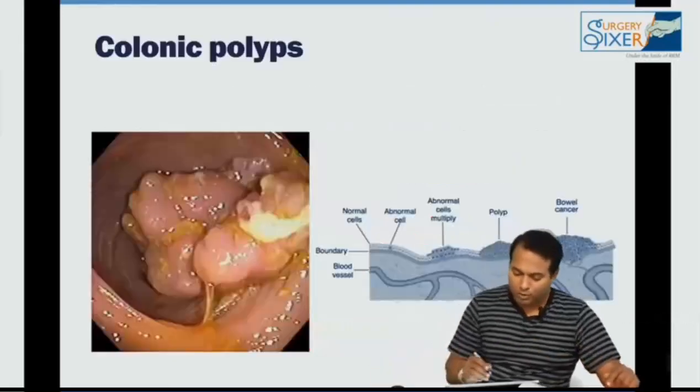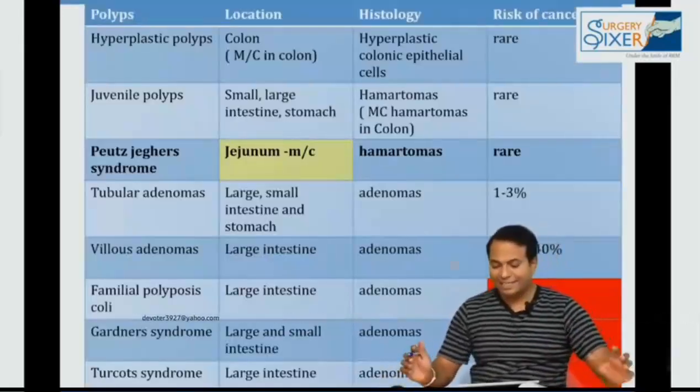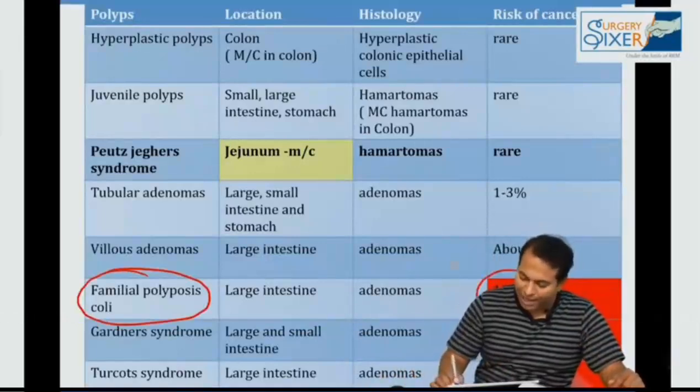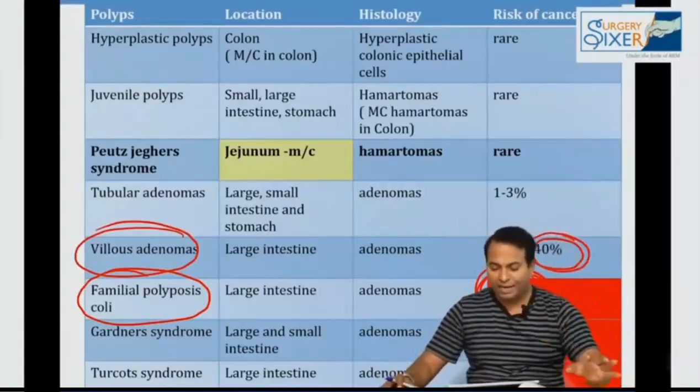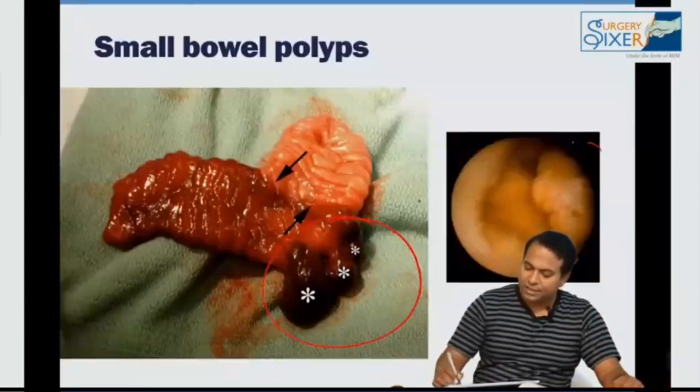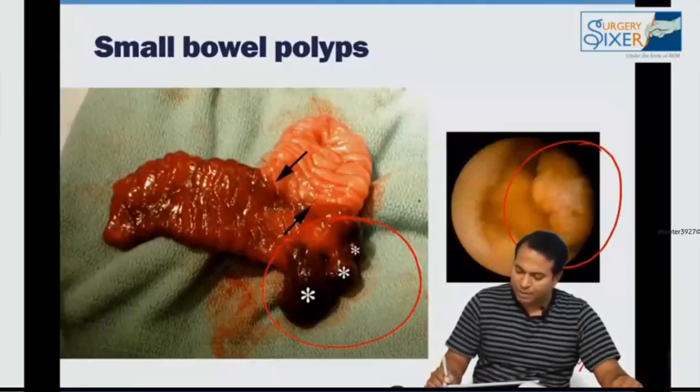These are the typical colonic polyps. Which polyp has 100% risk of malignant potential? Familial polyposis coli has 100% risk of malignant potential. Villous adenoma has 40% risk of malignant potential. So please don't forget, FAP has 100% risk. And these are the Peutz-Jeghers jejunal polyps picked up on capsule endoscopy.